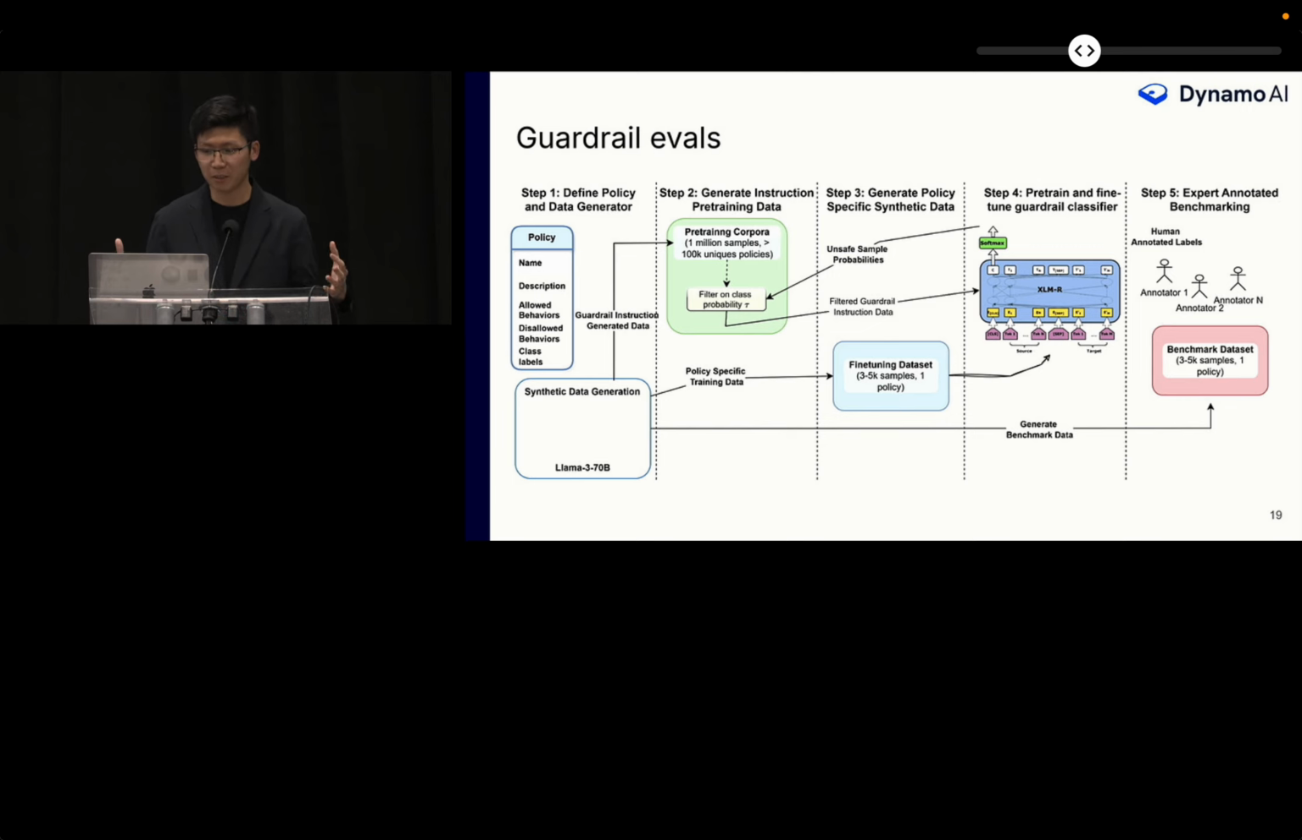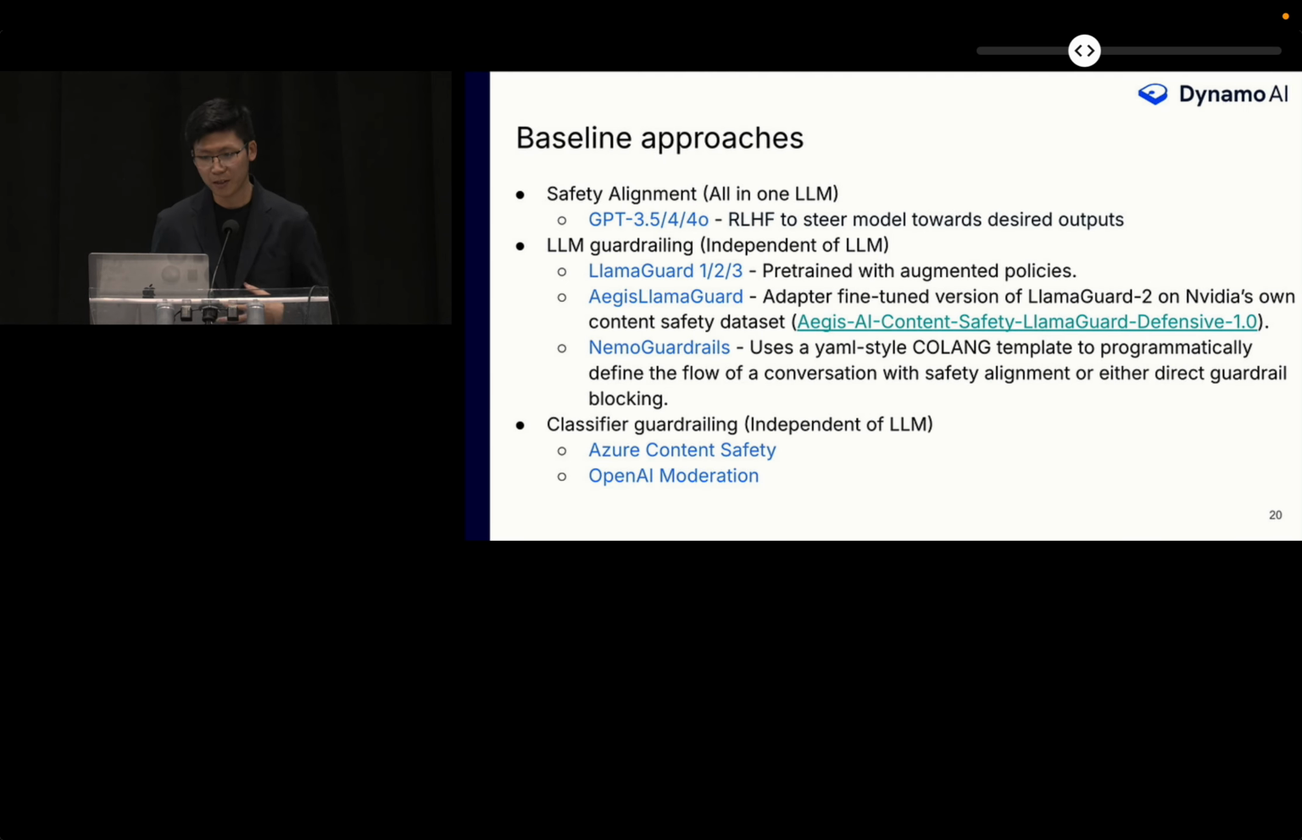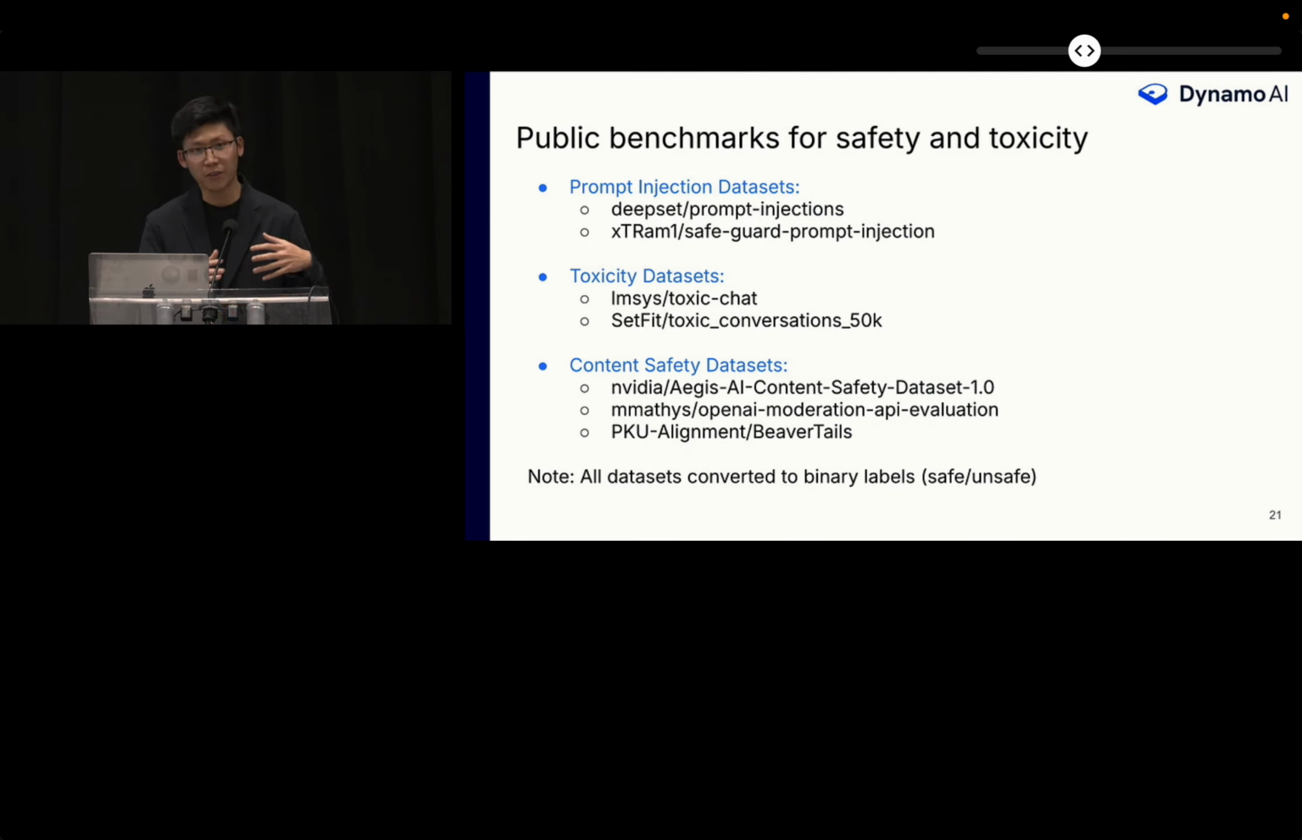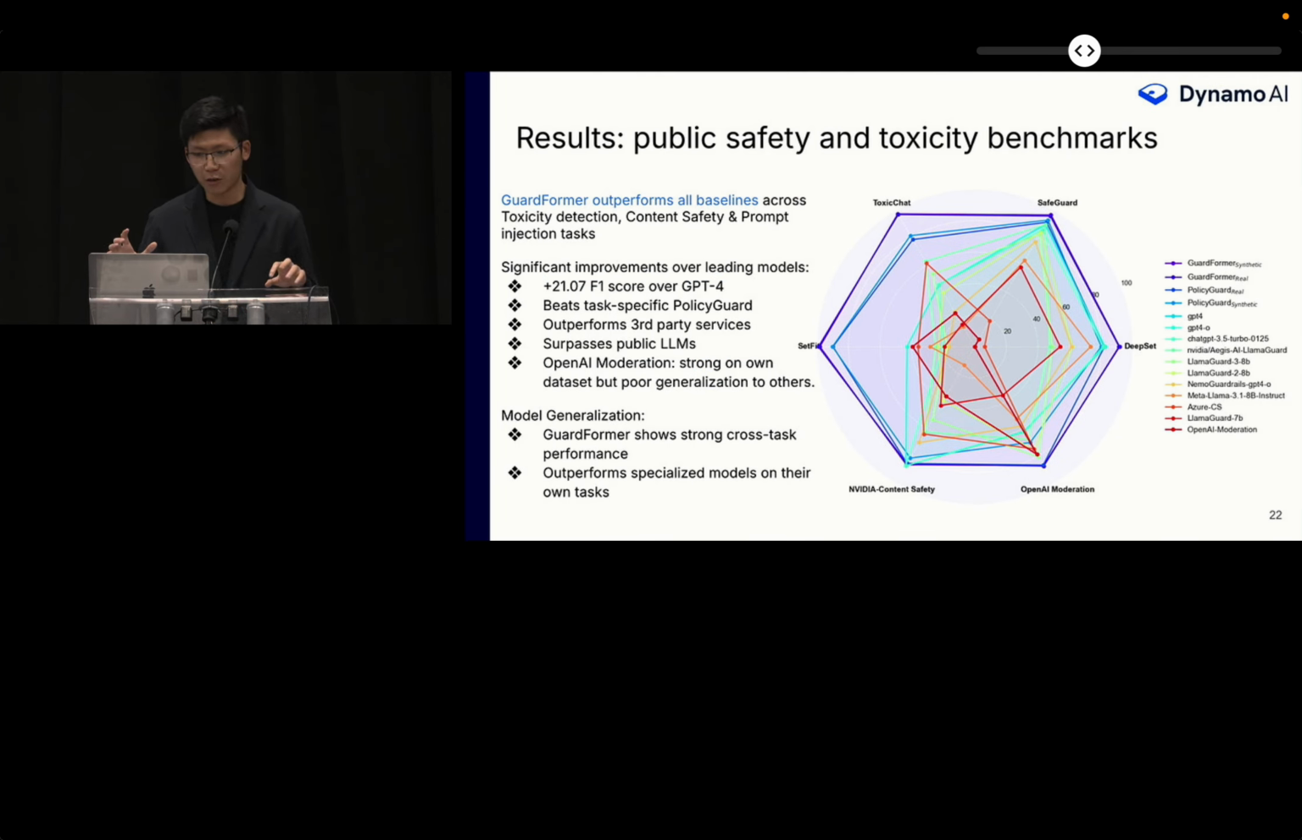So going through this step by step, we do the whole pre-training and fine-tuning process, and now let's look at the benchmarks. For baseline approaches, we reference not only the other guardrails like Llama Guard or NeMo Guardrails, but also the normal safety-aligned models, let's say GPT-4o, as well as publicly available content moderation APIs like Azure Content Safety or OpenAI moderation. And then we have these typical public benchmarks around safety and toxicity. We see that Guardformer, which is the outermost ring here in purple, has massive improvements across all of the benchmarks compared to the other baselines.